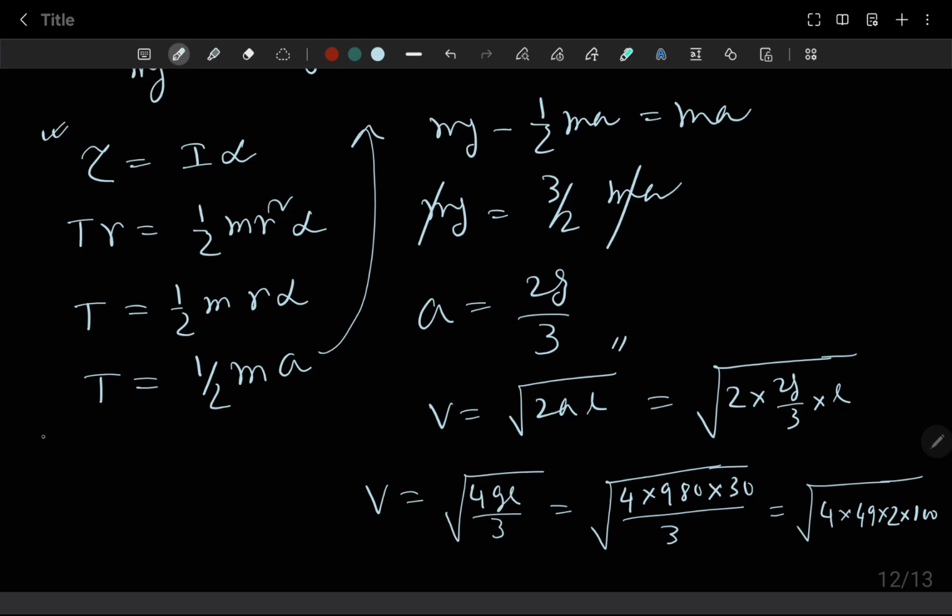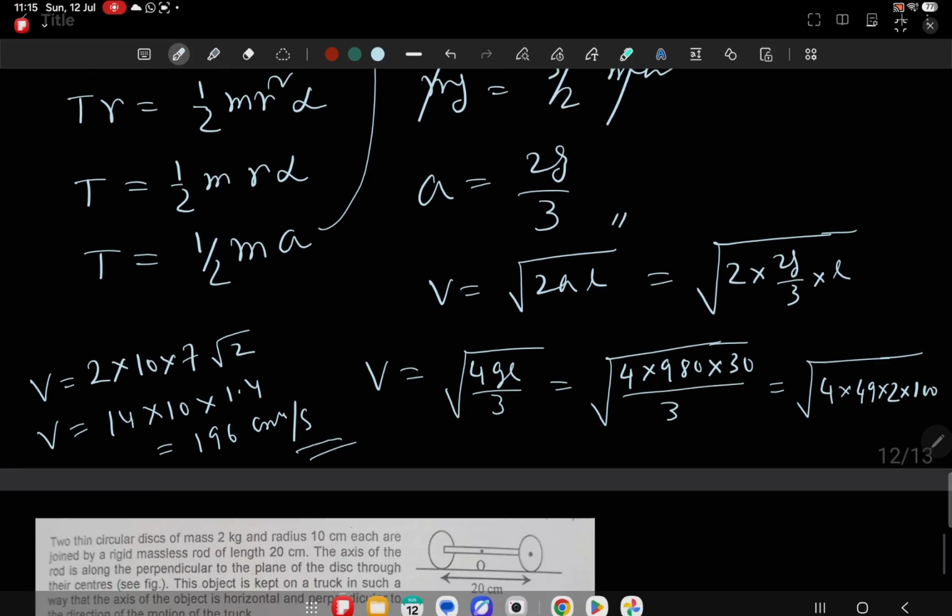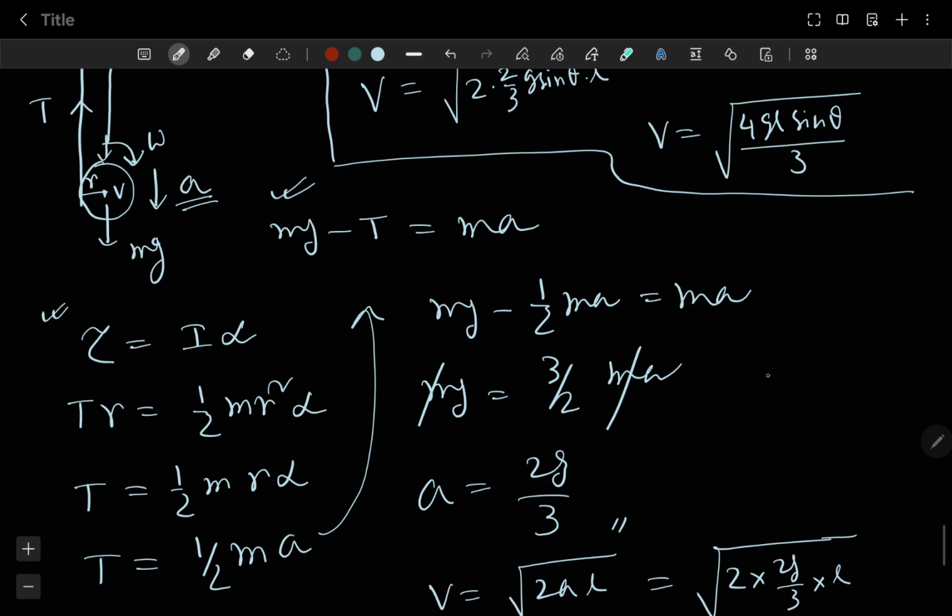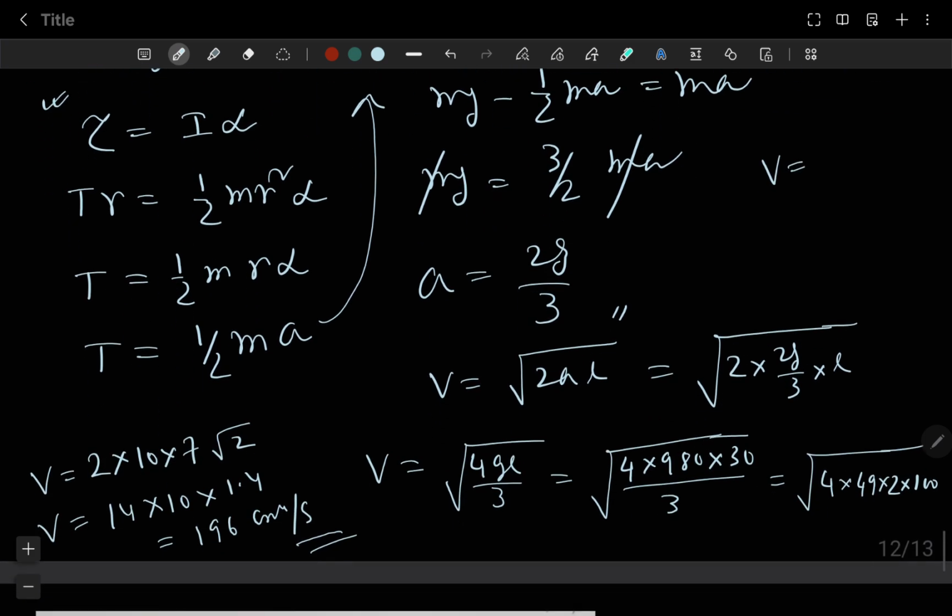Okay, so v will be root 4 means 2, root 100 means 10, root 49 means 7 into root 2, so it will be 14 into 10 into 1.4, so 14 into 14 means 196 centimeter per second. Okay, this will be the answer. So the velocity v is 1.96 meter per second. This is the answer of this problem.